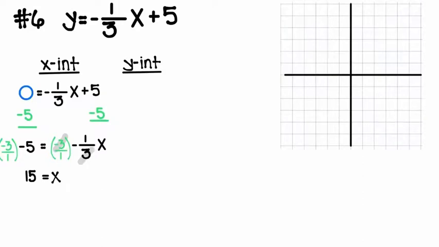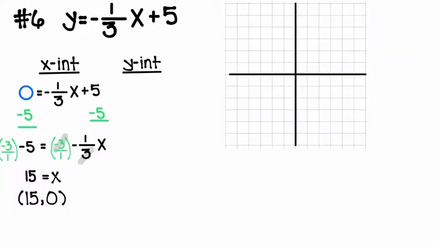So we need to write this as a coordinate. Remember, we let y be 0 to find this x. So we want to have the 0 in for y, and we have 15 in for x. So the coordinate here is 15, 0.